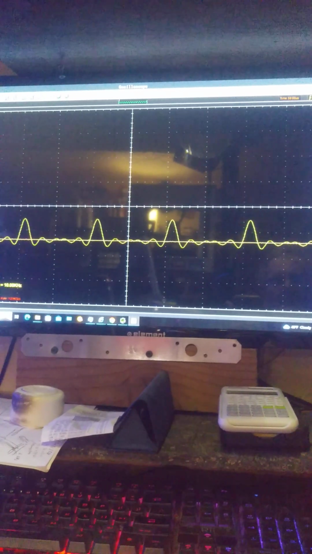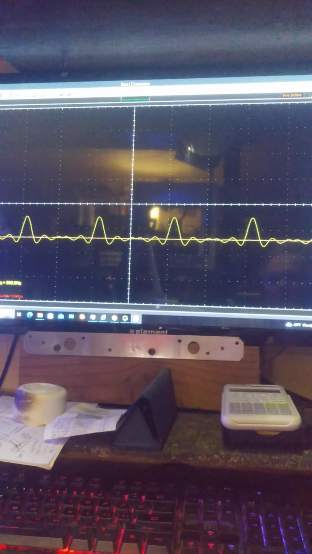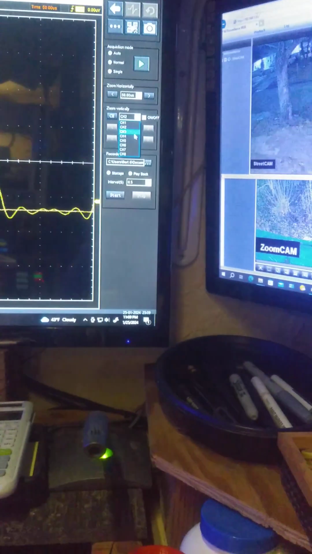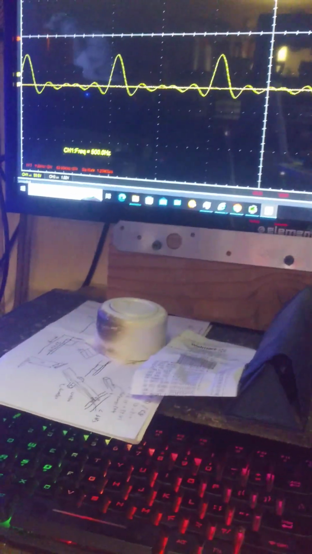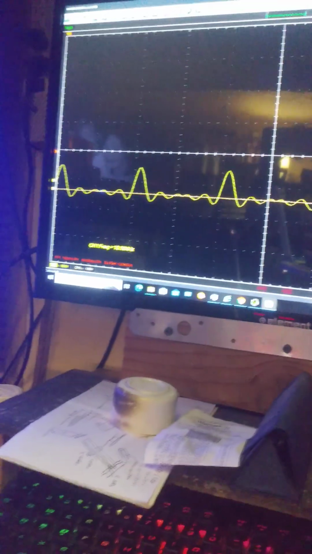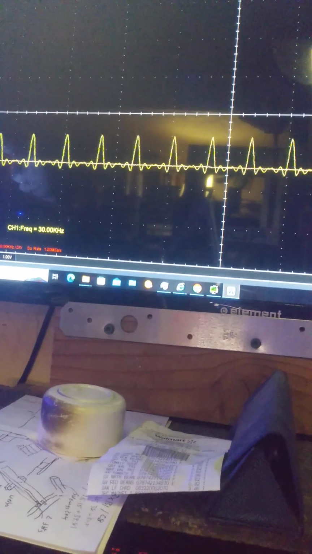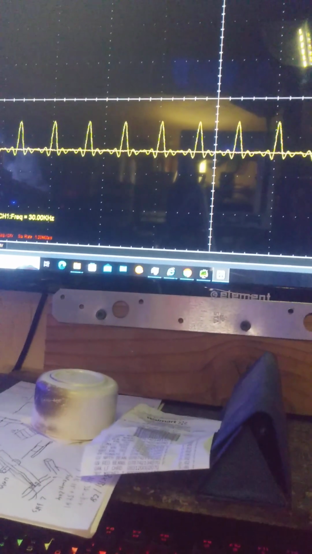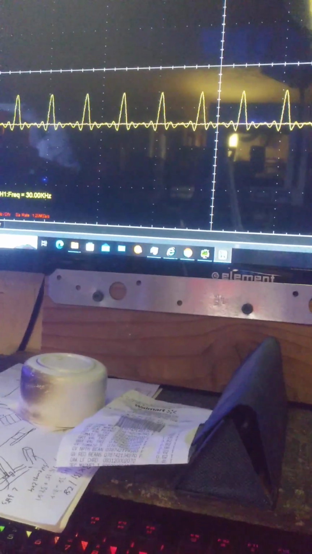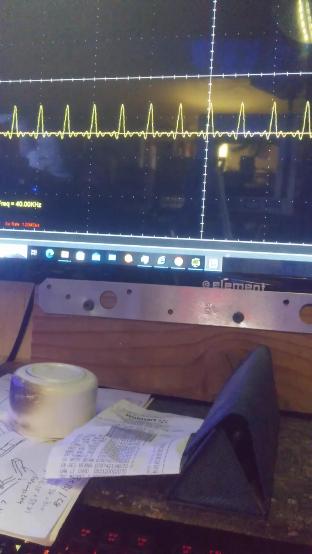Well, that's interesting. If I change the channel, that changes the frequency response. It's still saying channel 1 frequency. I don't know why it's saying that. I changed back to channel 1. Now it's registering the right frequency. So that's an interesting little bug. Now it's registering 30 kilohertz properly. So I guess that zoom thing does affect your measurement here.